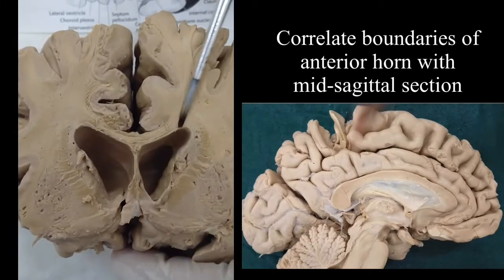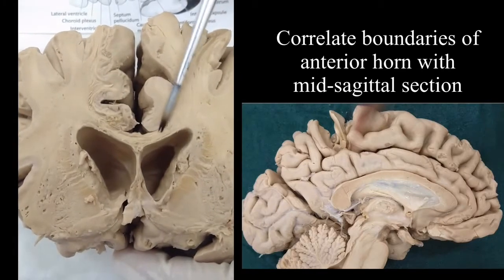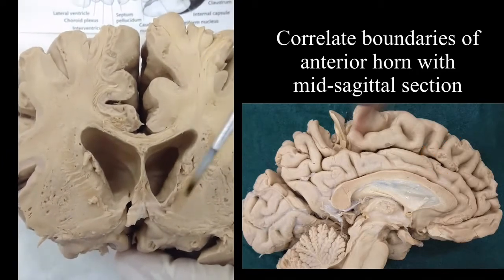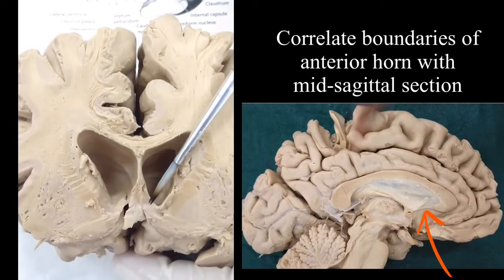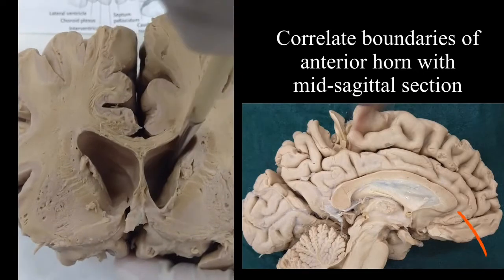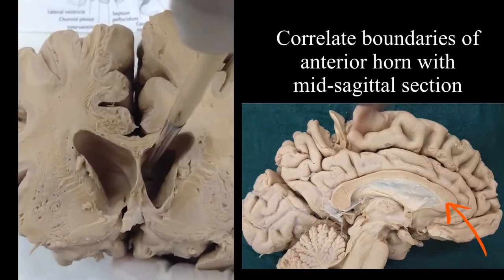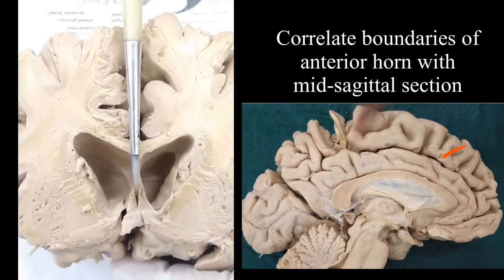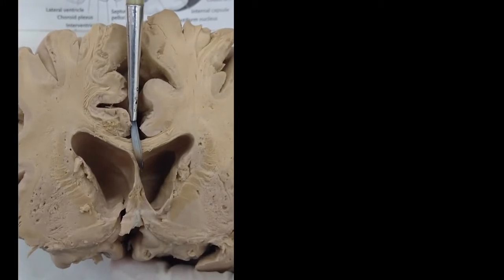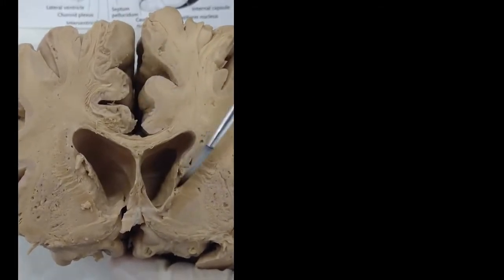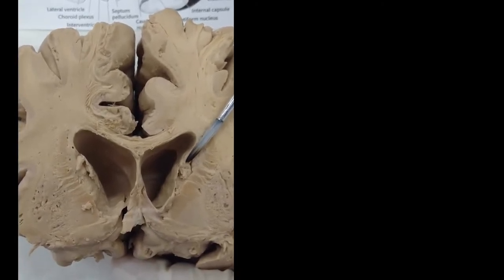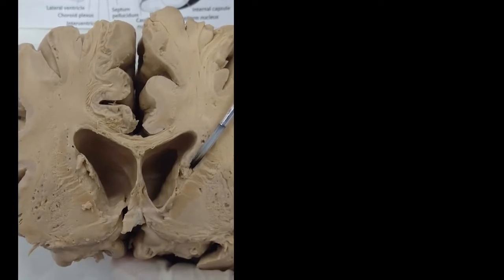The roof of the anterior horn is formed by the body of the corpus callosum. The floor is formed by the rostrum of the corpus callosum. The anterior wall is formed by the genu of the corpus callosum. The medial wall is formed by the septum pellucidum. And in the lateral wall of the anterior horn, we can see the bulging of the head of the caudate nucleus.